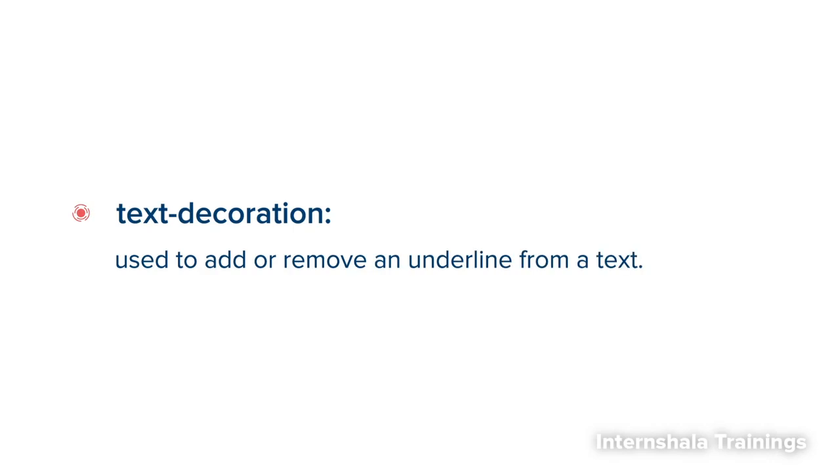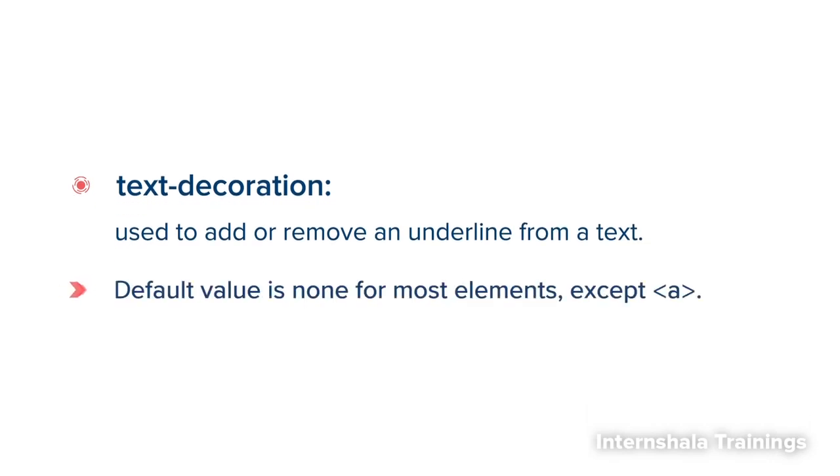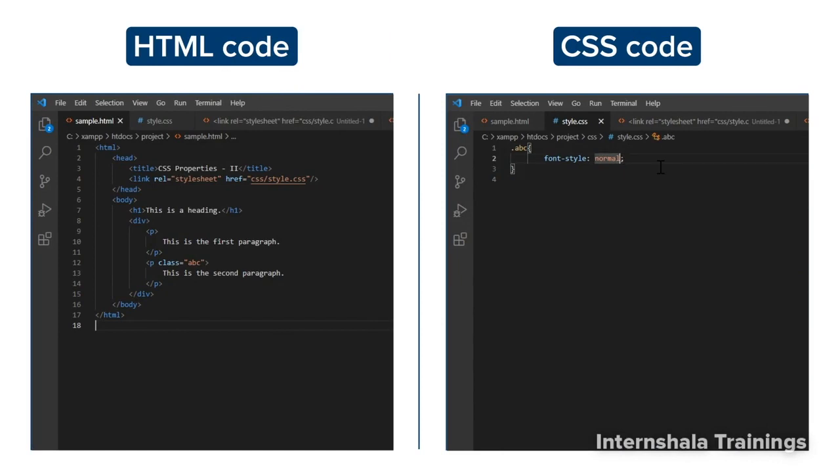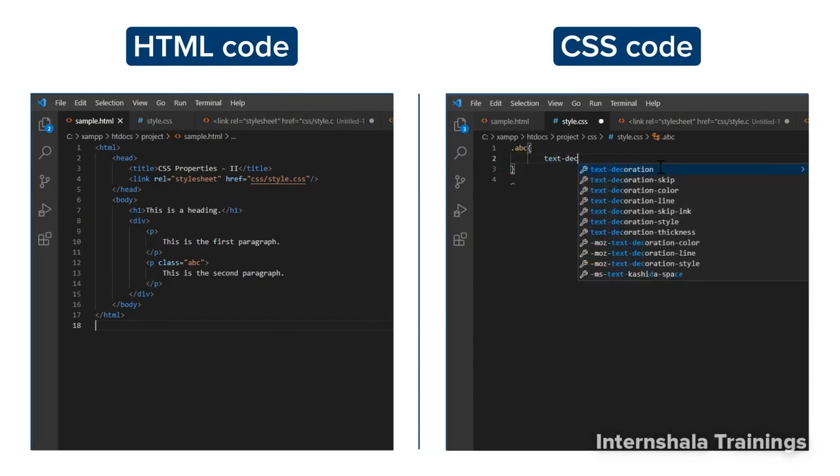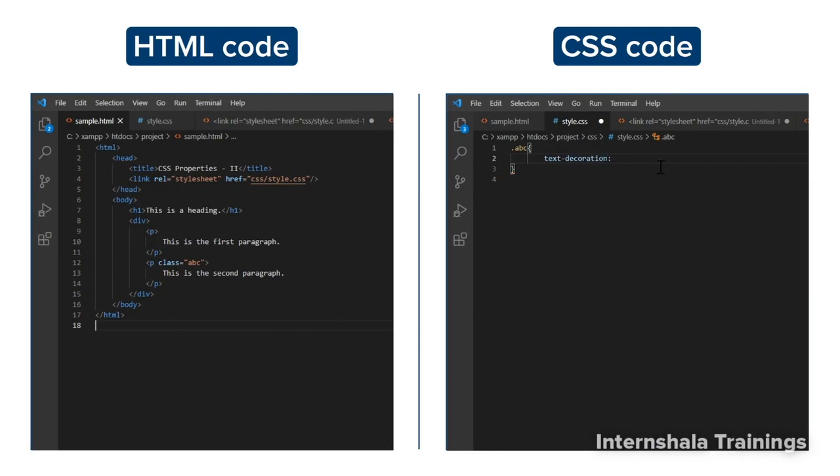Next we will move to the text decoration property. It is used to add or remove an underline from a text. The default value of this property is none for most of the elements except for the anchor tag. The syntax is simple. In the code, we will specify the property as text-decoration and its value as underline to underline a text.